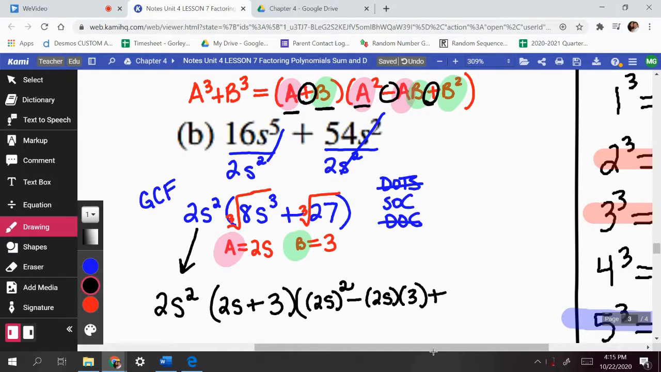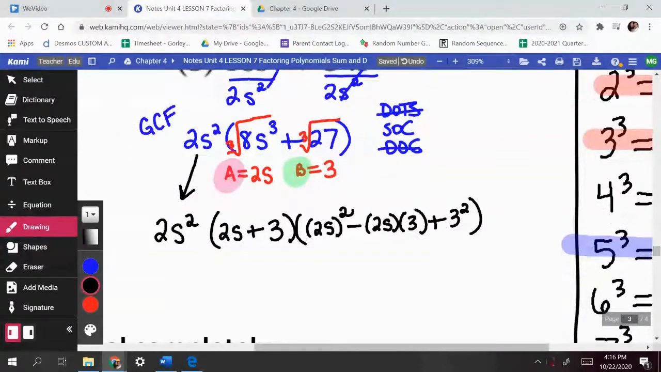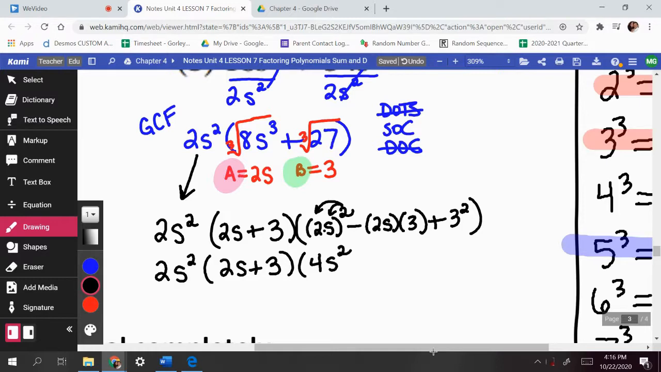plus b squared. B was 3, so 3 squared. Okay, and then we just have to simplify this. We have 2s squared. This is going to be 2s plus 3. Right, if I square both of these parts, if I square 2, I get 4. If I square s, I get s squared.